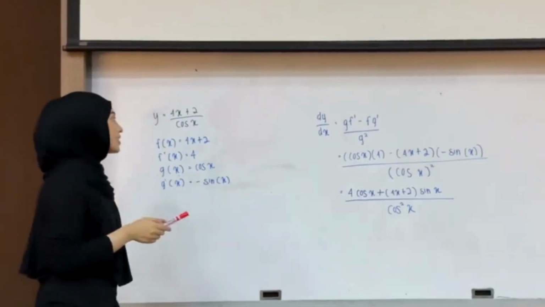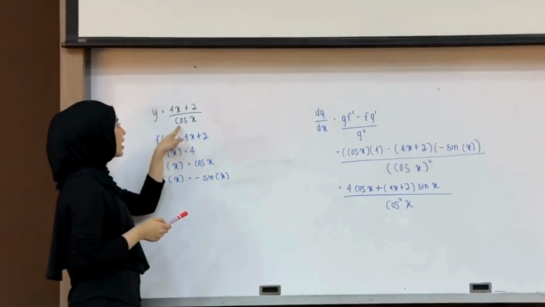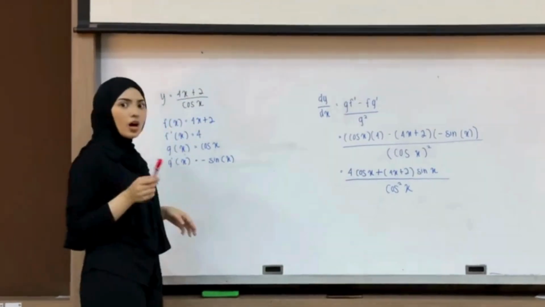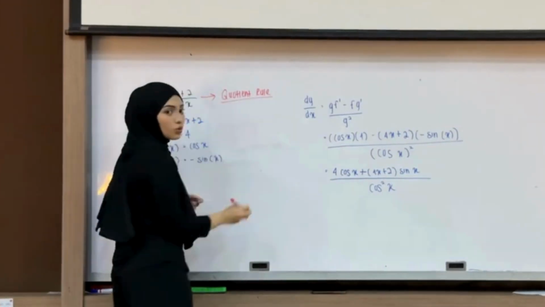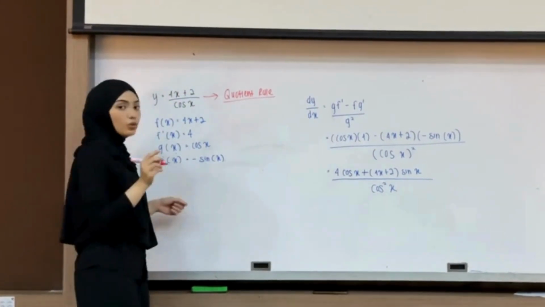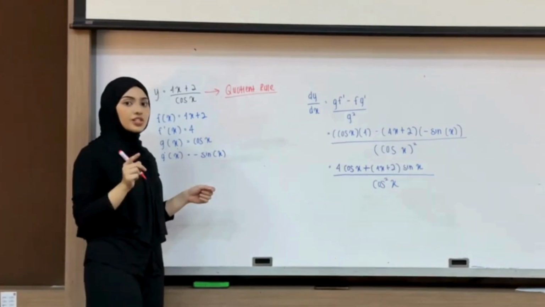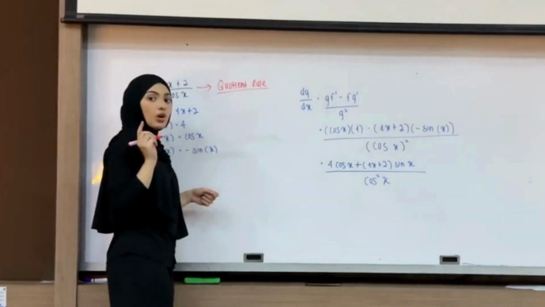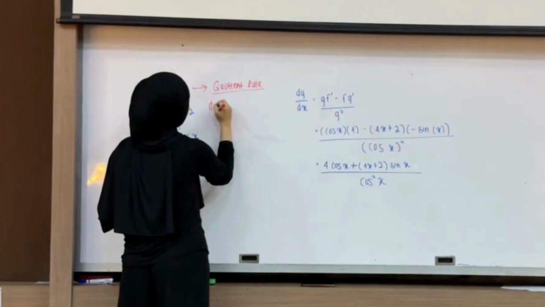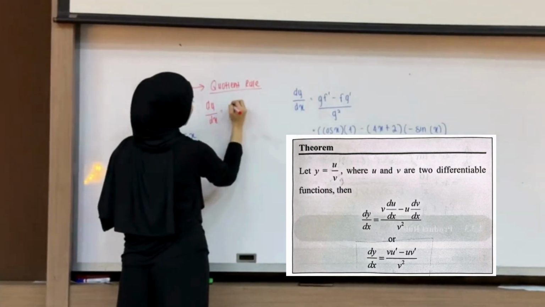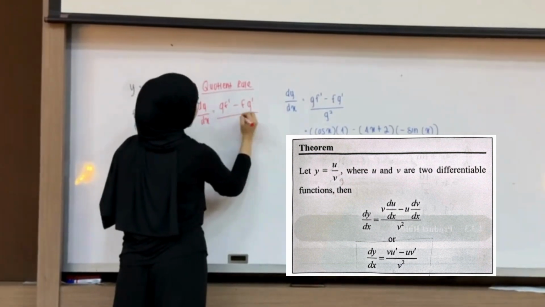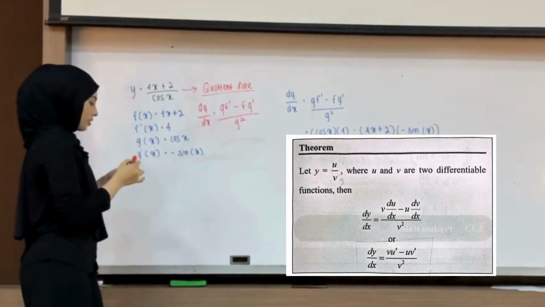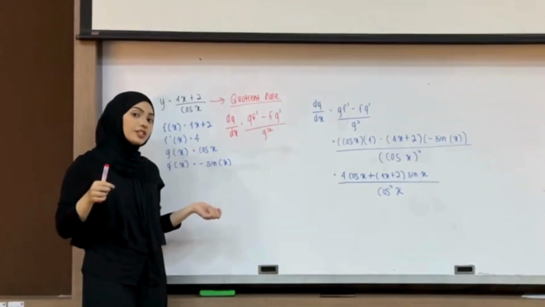Moving to question 2, the given function is y equals (4x plus 2) over cos x. So how do we actually solve this equation? We're going to use the quotient rule. Why the quotient rule? Because the quotient rule is used for two different functions, but in a rational function. As you all know, the formula is dy over dx equals gf prime minus fg prime over g squared. So like the earlier method, we need to find the f function and the g function.